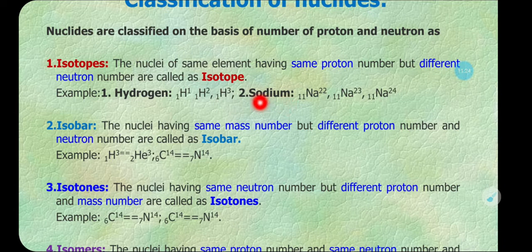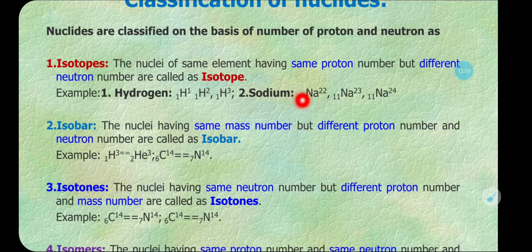The second example is sodium. Sodium also has three isotopes: sodium-22, sodium-23, sodium-24. The top number is the atomic mass and the bottom number is the atomic number. Atomic number means the number of protons, so all three have the same atomic number, that is, the same number of protons. The atomic mass changes, since atomic mass is the number of protons plus the number of neutrons. So the number of neutrons increases.